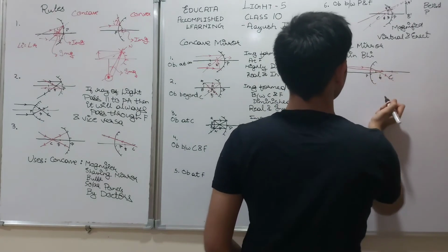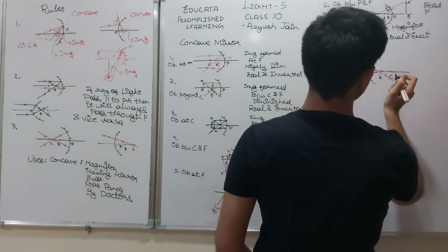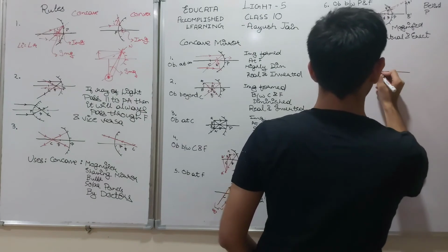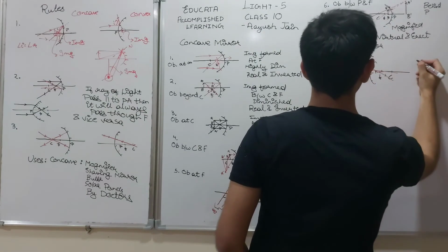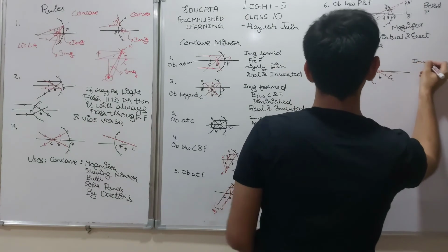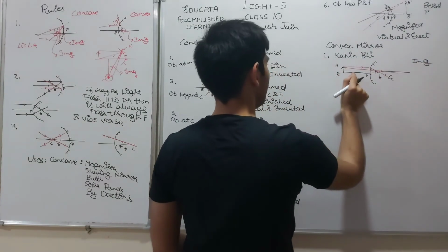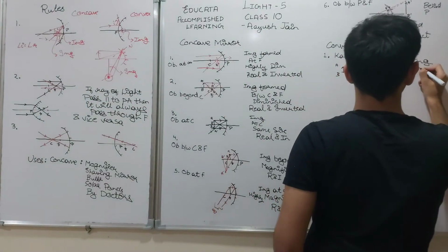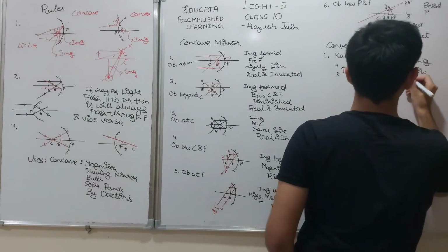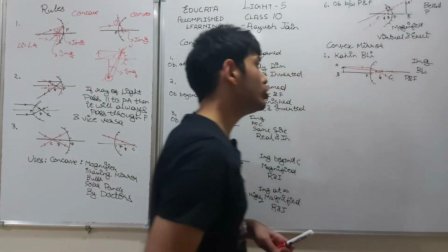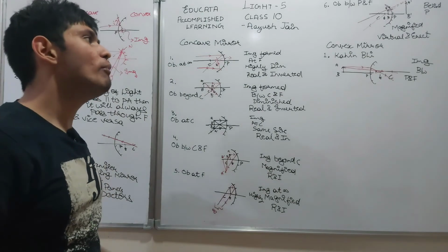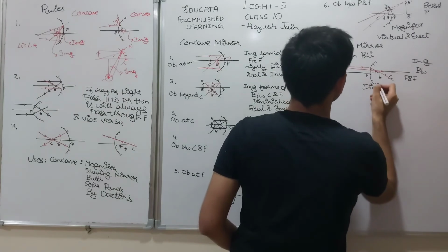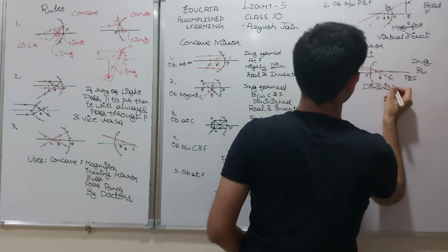I think I made a certain mistake. One second. Yes, this is the image formed. In any case, suppose if you just move the object over here, the image will always be formed between pole and focus. I think this point is clear to you. And the image that is going to be formed will always be a diminished image.